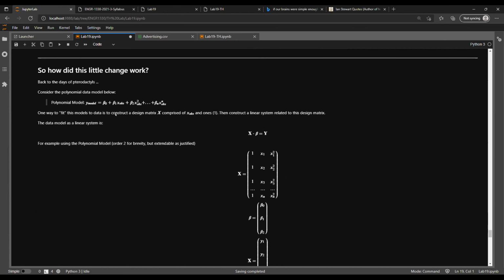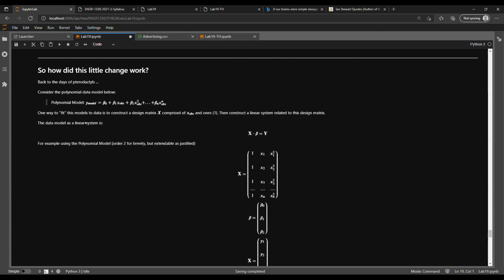Consider the polynomial data model we had right here. If you've got y equals x squared plus 3x plus 2, you're going up to x squared with beta 2, x with beta 1. And really there's an x to the 0 here, but it's 1, so it doesn't matter. This is a polynomial, an nth-level polynomial.